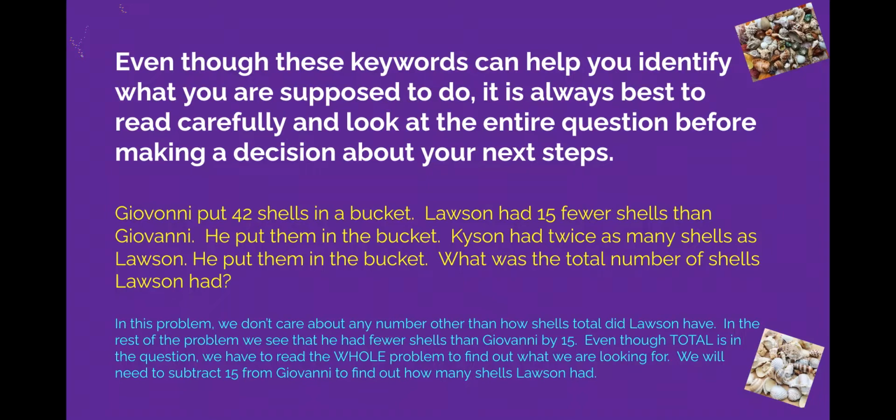In this problem, we don't care about any number other than how many shells total did Lawson have. In the rest of the problem, we see that he had fewer shells than Giovanni by 15. Even though total is in the question, we have to read the whole problem to find out what we are looking for. We will need to subtract 15 from Giovanni to find out how many shells Lawson had.